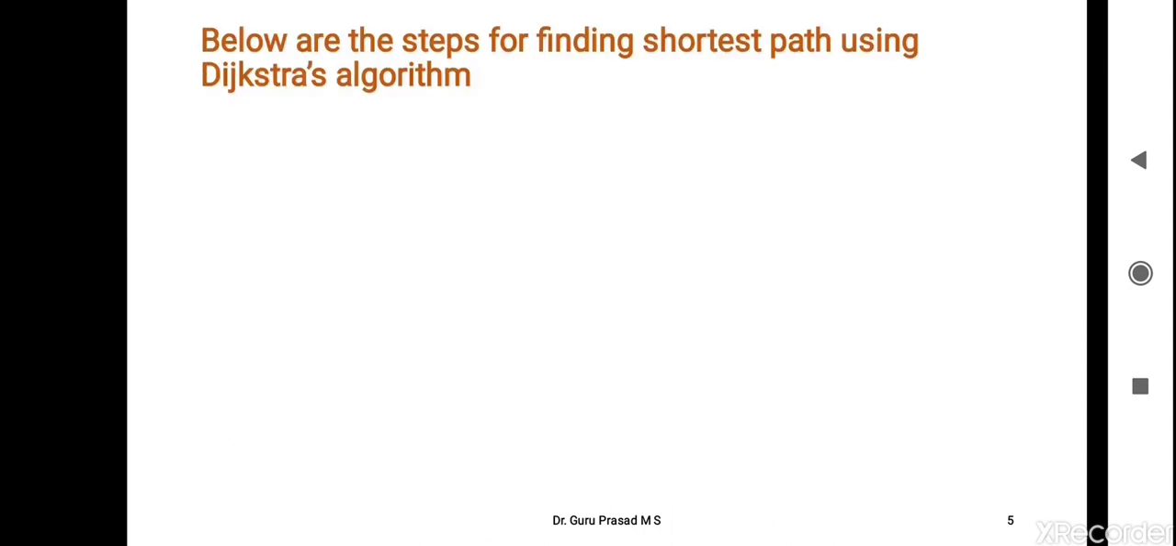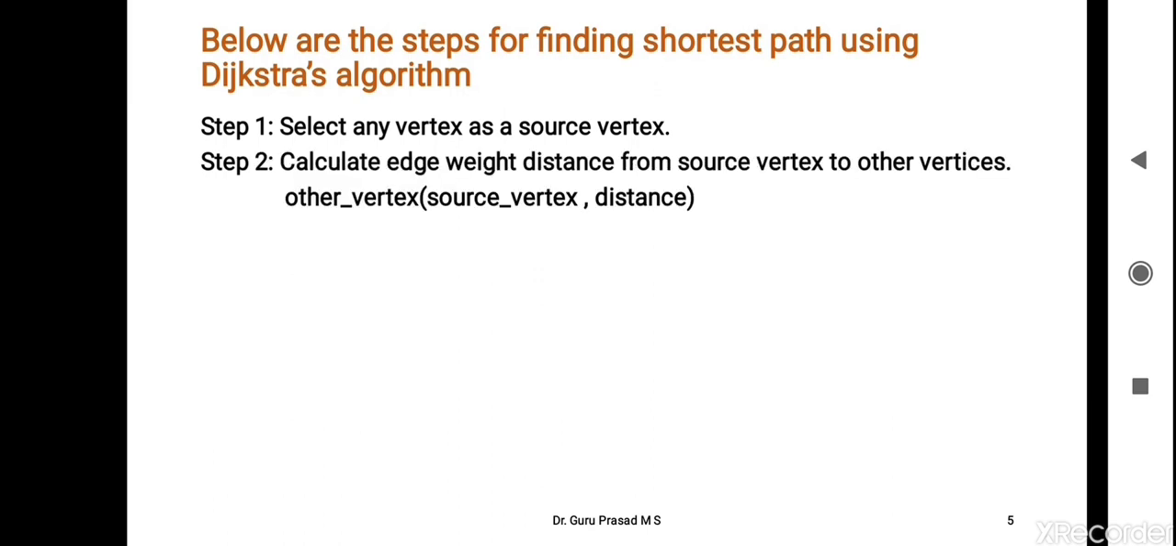Below are the steps for finding the shortest path using Dijkstra's algorithm. Step 1. Select any vertex as a source vertex. Step 2. Calculate edge weight distance from source vertex to all other vertices. You have to write the new vertex like this: other vertex, and in the parenthesis, source vertex comma distance. Step 3. Select the minimum edge weight vertex.